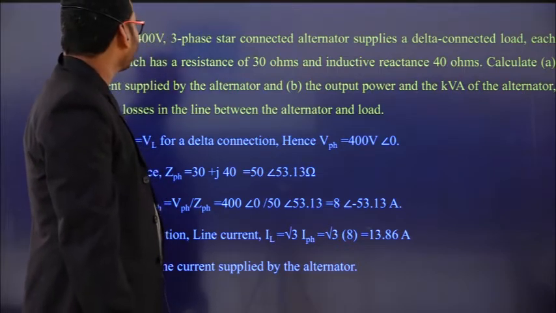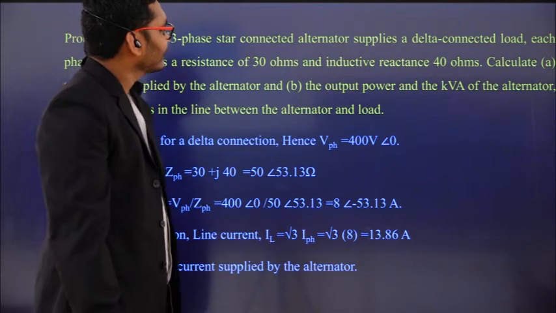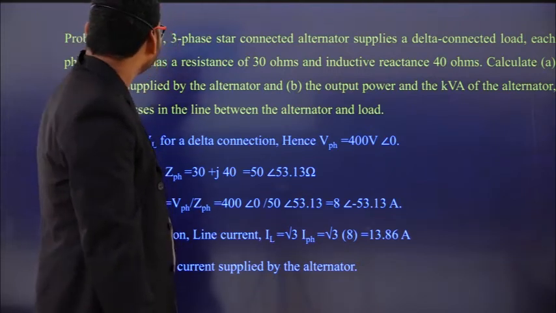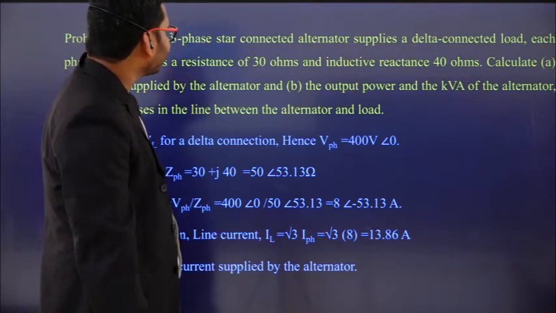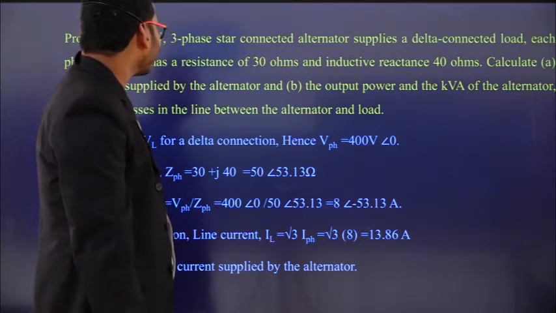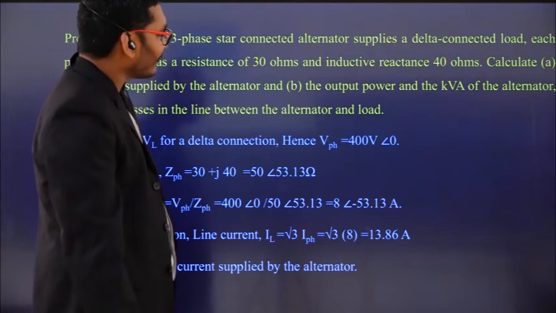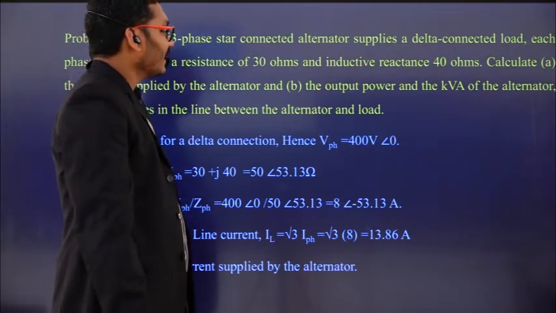This is the next problem. A 400 volt three-phase star-connected alternator supplies a delta-connected load, each phase of which has a resistance of 30 ohms and an inductive reactance of 40 ohms. Calculate the current supplied by the alternator, the output power, and the kVA rating of the alternator.